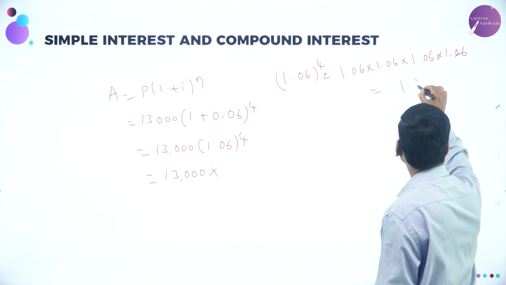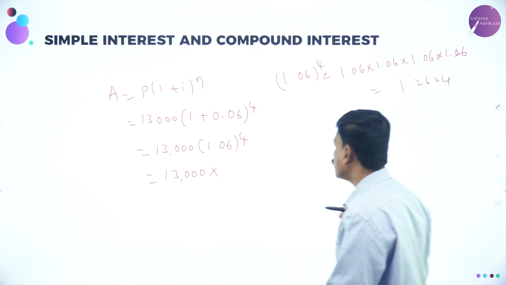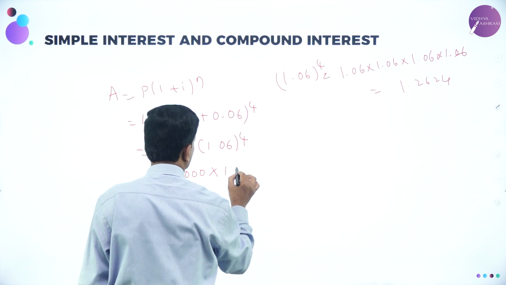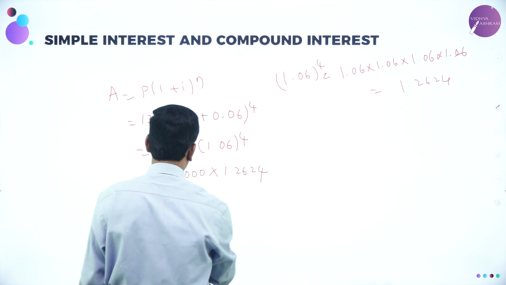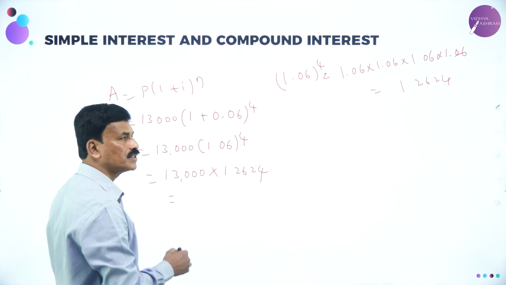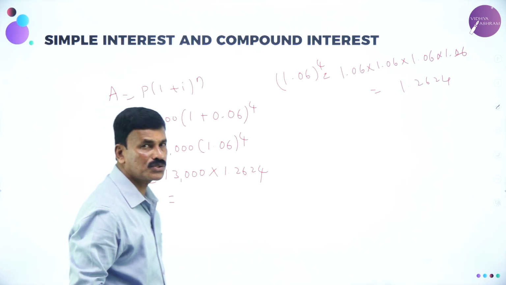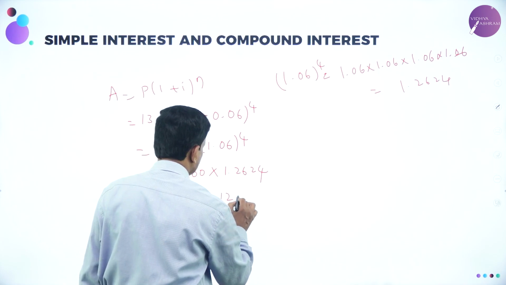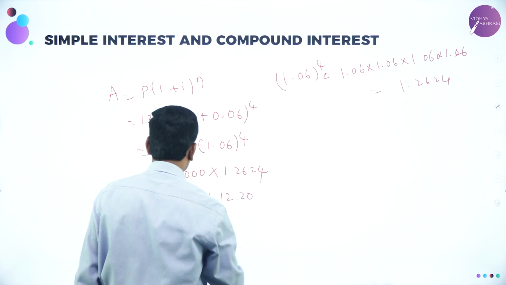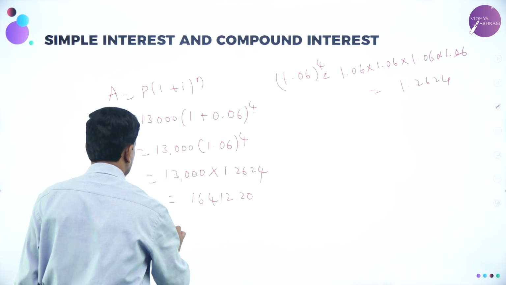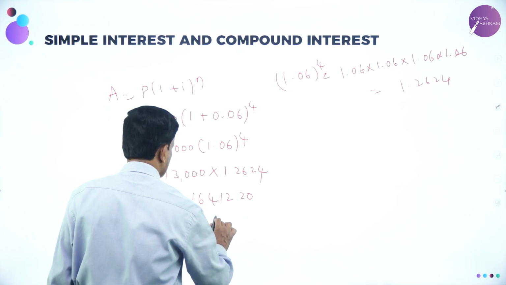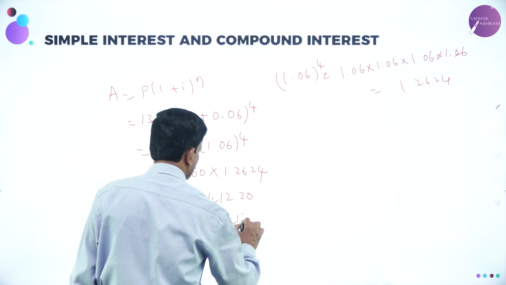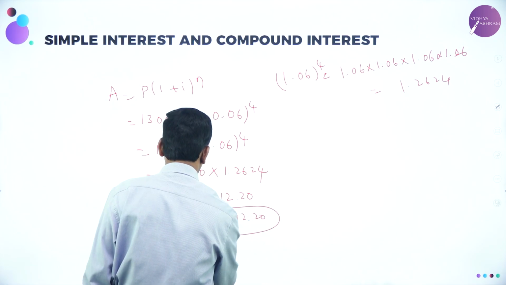If you multiply, you will get 1.2624. Again multiply 13,000 into 1.2624. Then this is equal to 16,412.20. So therefore the amount A is equal to rupees 16,412.20. This is the amount.